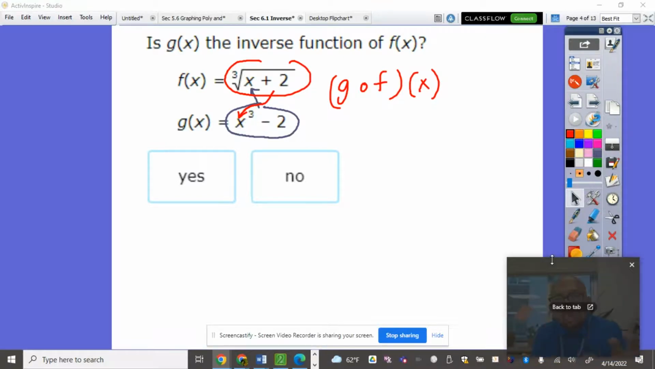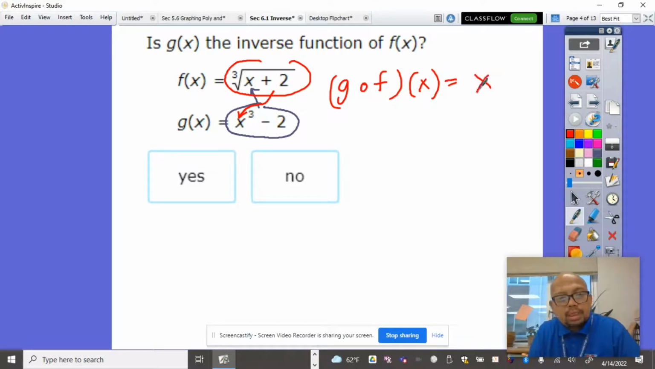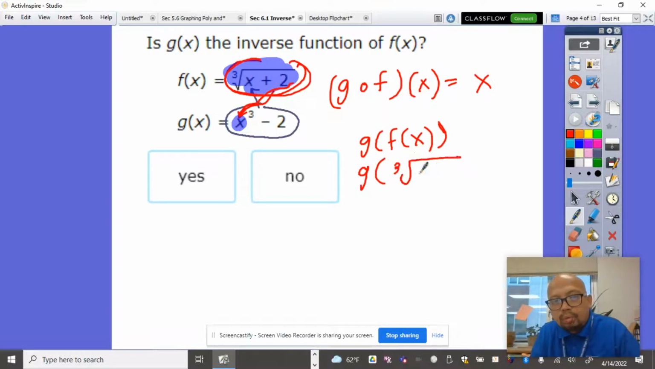It doesn't matter as long as the answer will be just x. So for this example, I'm going to try to plug in the f of x into the x of g of x. So therefore, the x cubed minus 2, I will plug this in right there. So it will be g of f of x, and then the f of x, the cube root of x plus 2, will be plugged into the x of g. So this will be cube root of x plus 2, and then there's a third power there, minus 2.